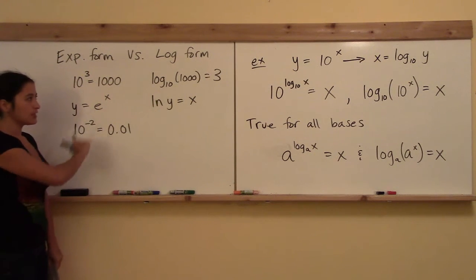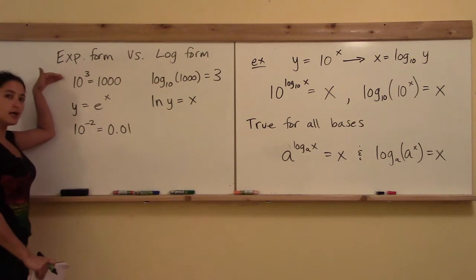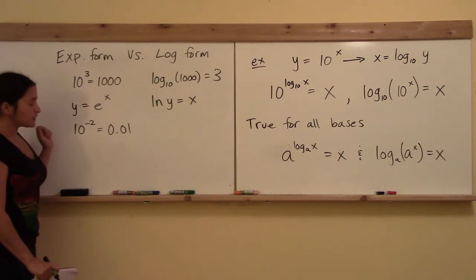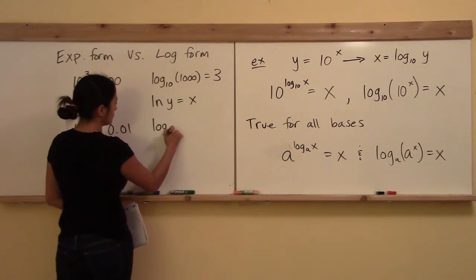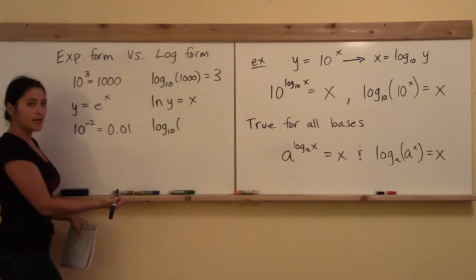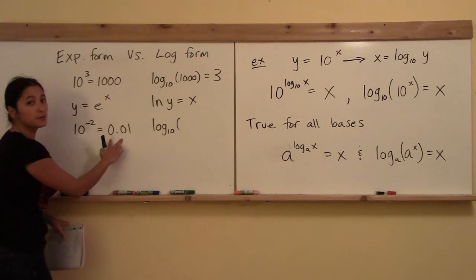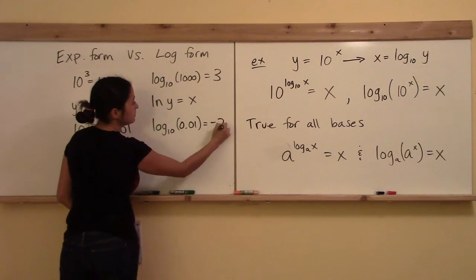So what is that equivalent statement in logarithmic form? And you might want to use this line to help you when you try to figure out this line. Because we're still in base 10, right? So what I'm looking for here is the logarithm base 10. And now what's going into the logarithm is the output that was coming out before. So 0.01, and that's going to be -2.